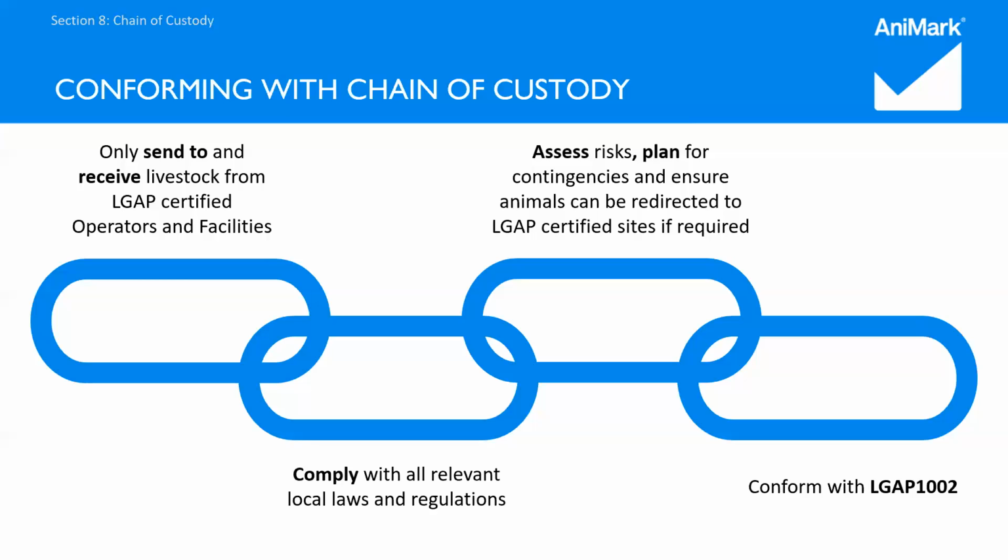Next, operators have to assess risks in their supply chains, plan for contingencies, and take action to ensure animals can be redirected to alternative LGAP certified sites if required. This includes maintaining plans and agreements for emergencies, and it could have to do with what happens if one of your facilities becomes suspended or withdrawn, or it burns down, as an example. What are you going to do with the livestock intended to go to that facility or livestock on site at that facility? The final piece is to conform with LGAP 1002, which is to have a management system. So how are you going to trace animals? How are you going to verify your traceability data? How are you going to reconcile consignments?